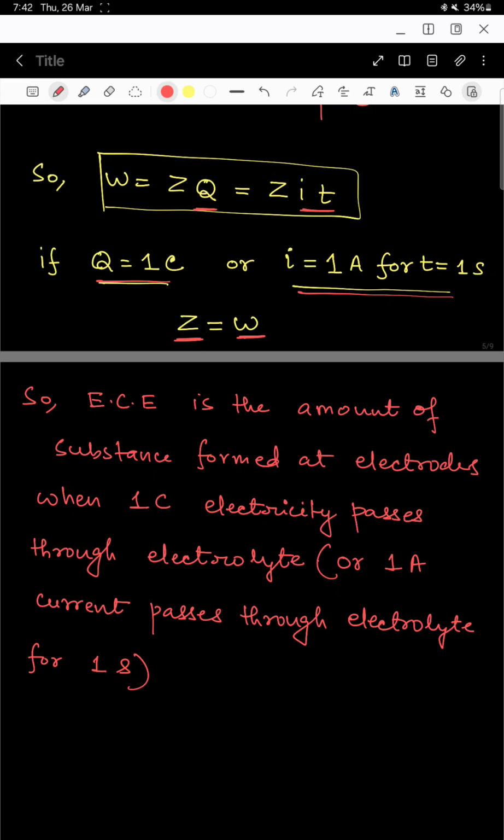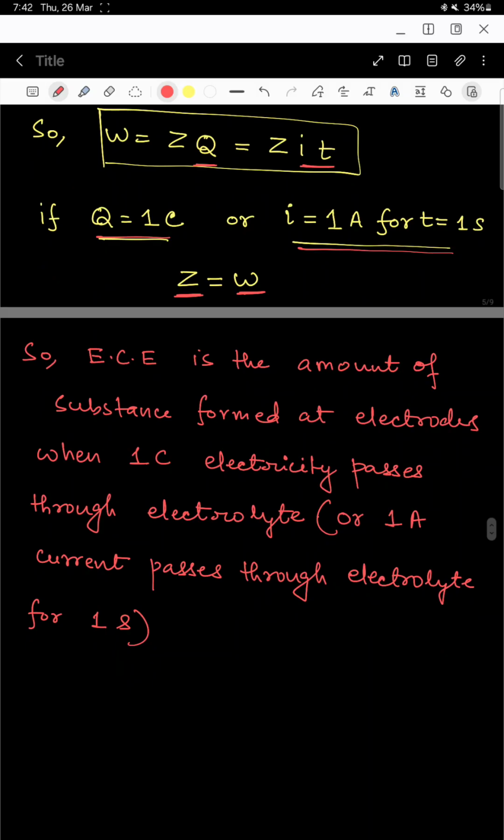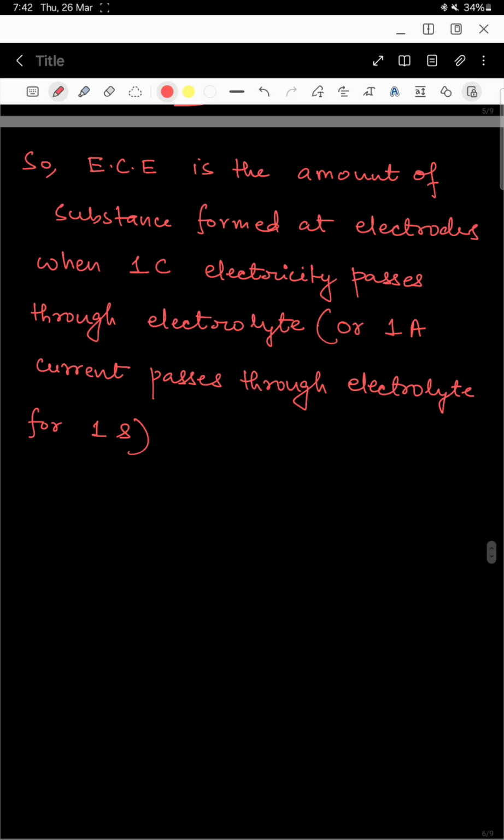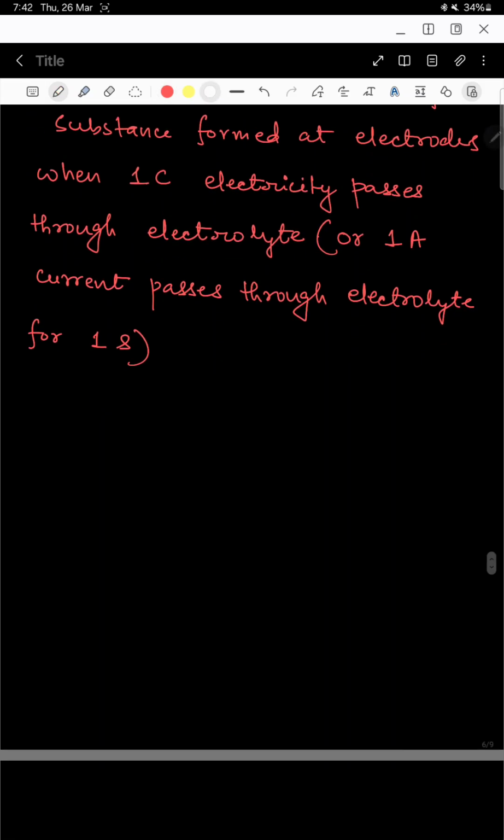Now how to determine the value of electrochemical equivalent? This is the definition that we can use to define electrochemical equivalent. But how to determine the value of ECE, that is electrochemical equivalent? We mean to determine the numerical or mathematical value, whatever you can say. So how to determine the value of electrochemical equivalent? So how to find it?